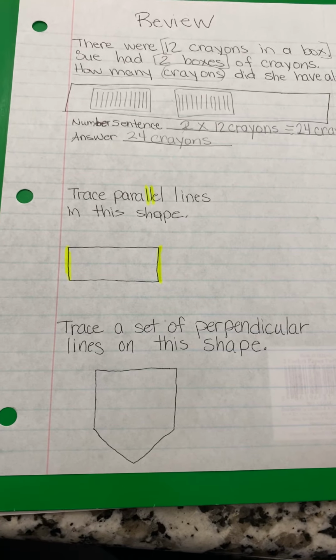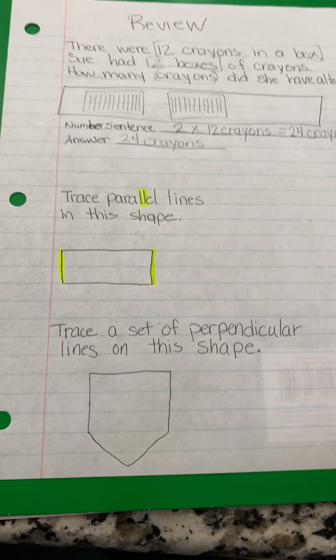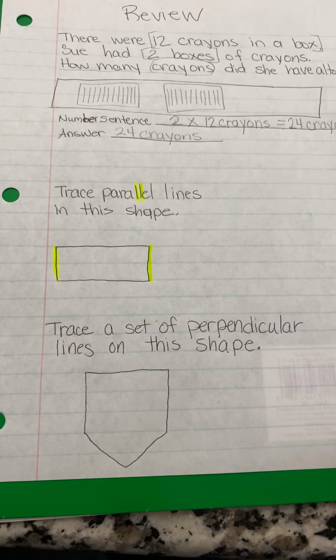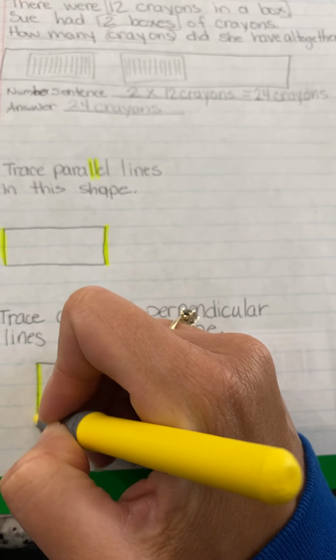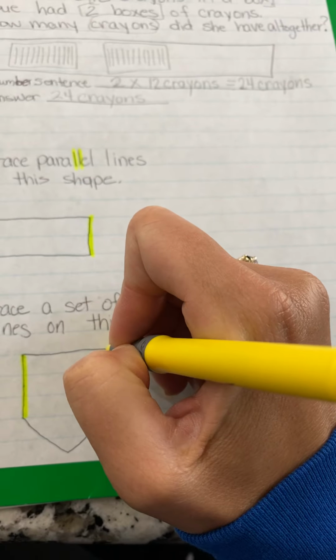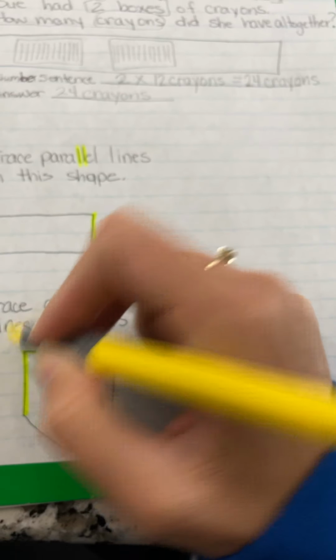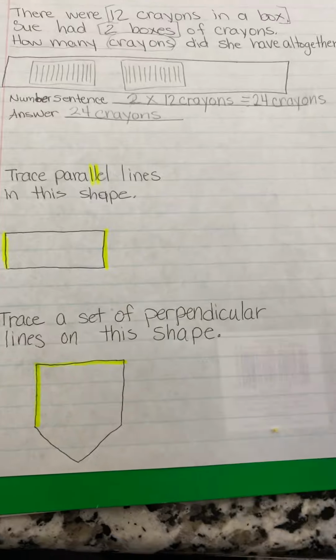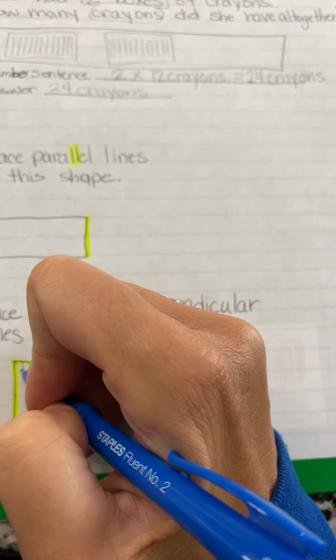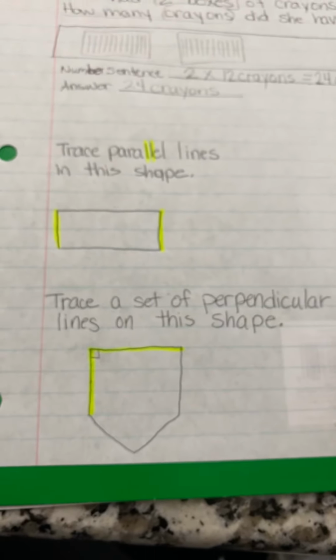Trace a set of perpendicular lines on this shape. So remember, perpendicular means that they have to intersect and have a right angle. So I'm going to trace this line and this line, but when I'm finished tracing, I'm going to take my pencil and I'm going to prove that it's perpendicular by drawing a little box in the corner.